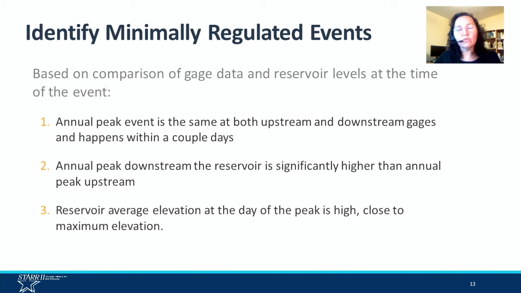We actually established 3 rules to help us identify minimally regulated events, so that we would have some objectivity. The first one is that the annual peak event is the same at both National and La Grande, so upstream and downstream gauges, and happens within a couple days between the gauges. The second rule, that the annual peak discharge is significantly higher downstream than upstream, implying no or minimum peak attenuation. And the third, that the reservoir average elevation was high, close to the maximum, at the day of the peak at La Grande, indicating there was little or no reservoir storage available.